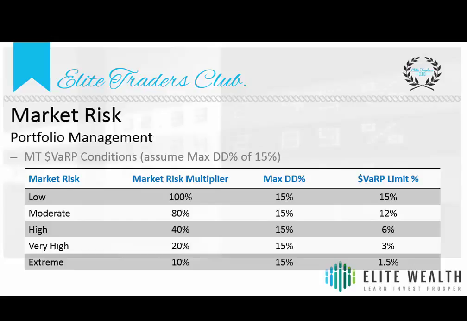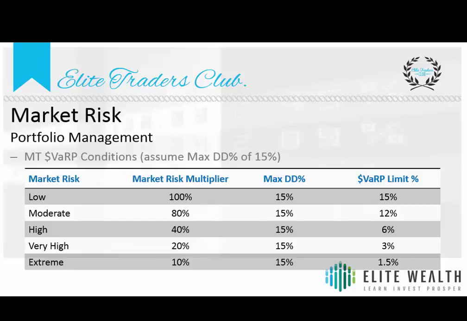Now, for most of us, that's around about 15%. So if you had $100,000 in your portfolio, that would mean that you're allowed to have around $15,000 as value at risk exposed into the market. So if all your trades that were open during that particular market conditions, a low risk market, happen to be stopped out one after the other on the very next day after you got in, then you would lose a maximum of $15,000. That is your 15% value at risk.